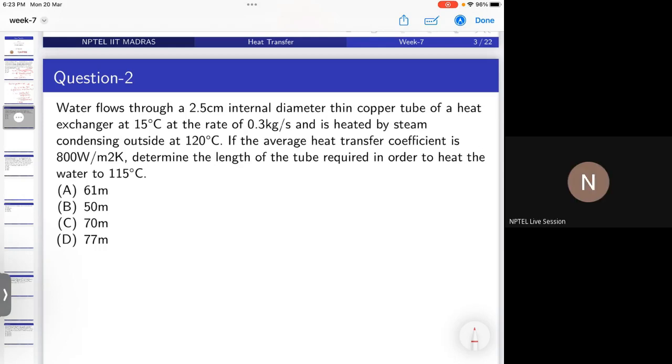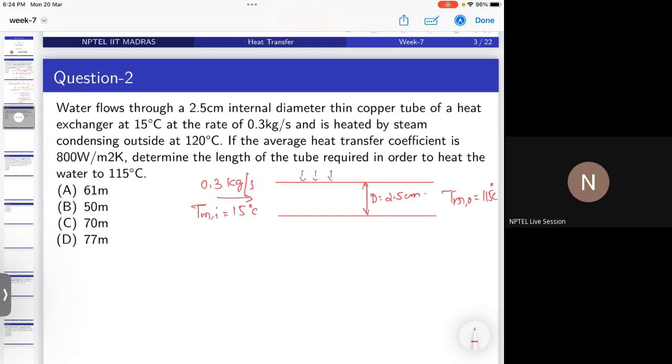Okay. So in this question we have a thin walled copper tube. Its diameter is given as 2.5 centimeter, and water is entering at 0.3 kilogram per second, and the temperature Tmi is 15 degrees Celsius, and it should be heated to an exit temperature of 150 degrees Celsius, and the steam is condensing at 120 degrees Celsius. So we are asked to find out what is the length of the pipe required to heat the water to 150 degrees Celsius.